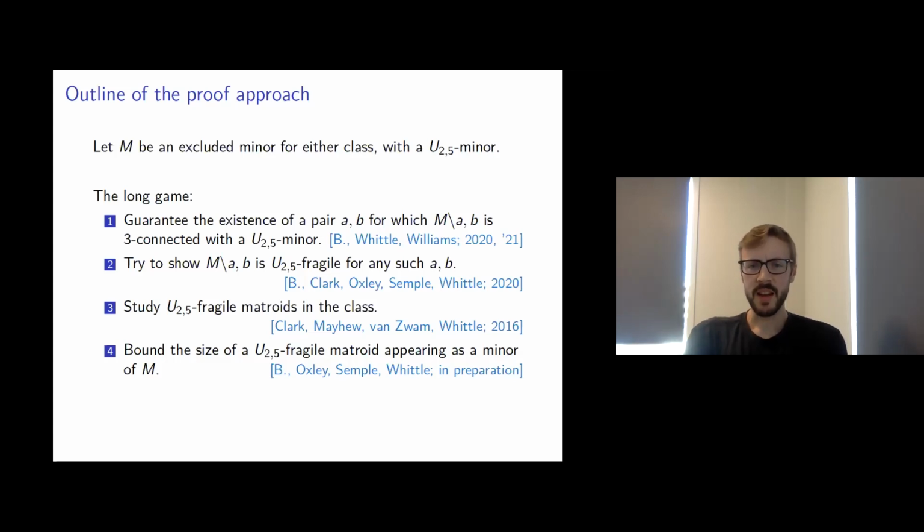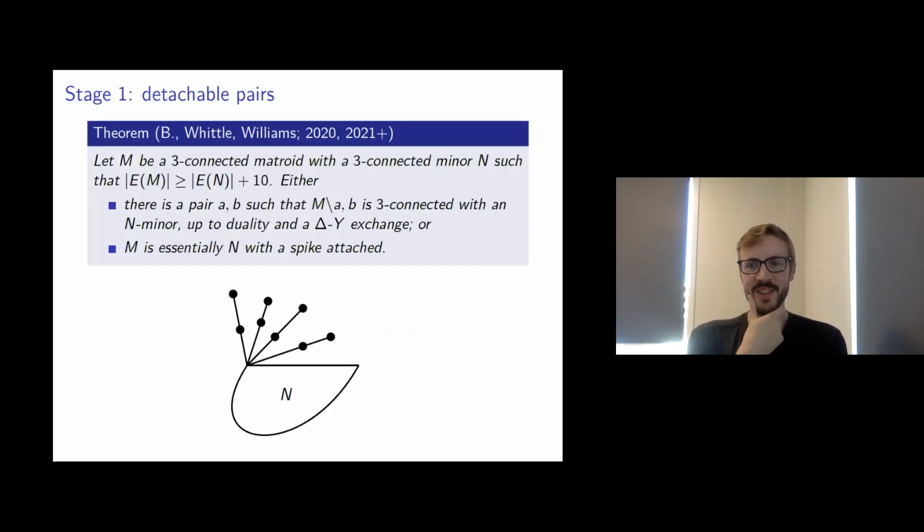So Ben Clark, Dylan Mayhew, Stefan van Zwam, and Jeff Whittle proved a constructive characterization of this class of matroids. And in particular, I'll talk about the properties of these matroids that were really useful for us in order to bound the size of a fragile matroid that actually appears in an excluded minor. Okay, so this is the 4-stage process. I'll talk a little bit more about each stage.